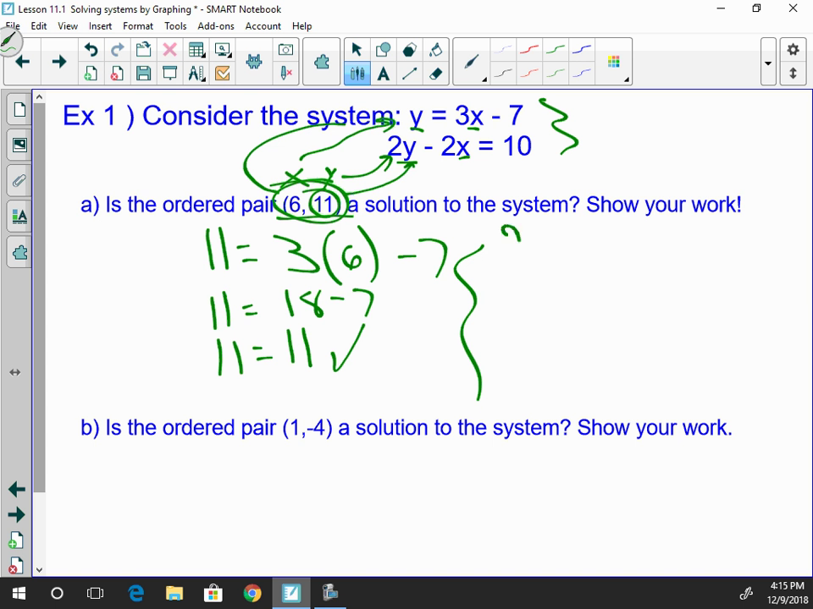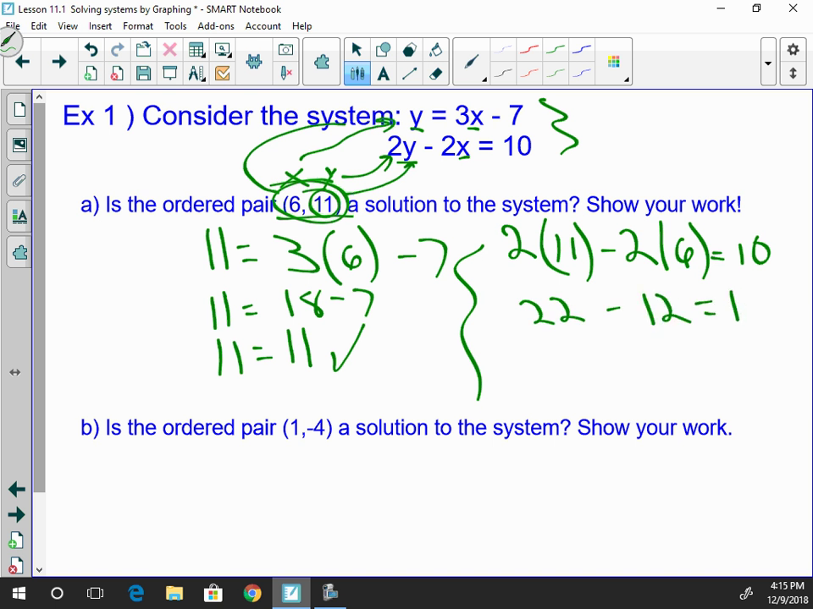All right, so 2 times y, which is 11, minus 2 times x, which is 6, must be equal to 10. All right, 2 times 11 is 22, minus 2 times 6, which is 12, equals 10. 22 minus 12 is 10, and I get 10 is equal to 10. And so it checks out. So I can say that 6 comma 11 is a solution. I'll abbreviate that SOL.